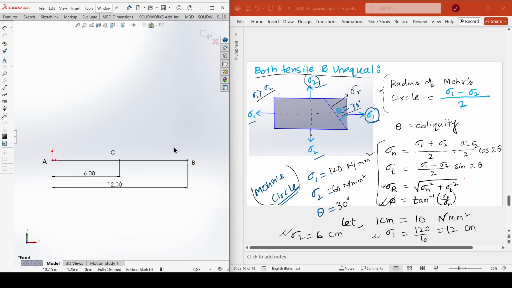Okay, pardon me for my mistake. So CB is going to be the diameter of that circle. So what is going to be the radius? The radius is simply 12 minus 6 by 2, that is 3. Okay, 3 from this point, right? So I am going to mark a 3 centimeter line from this.